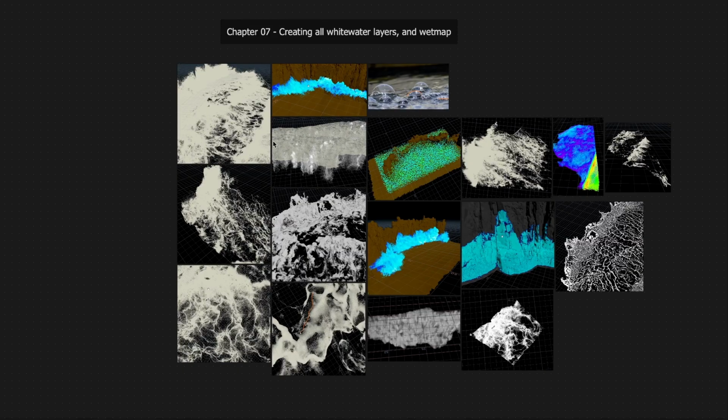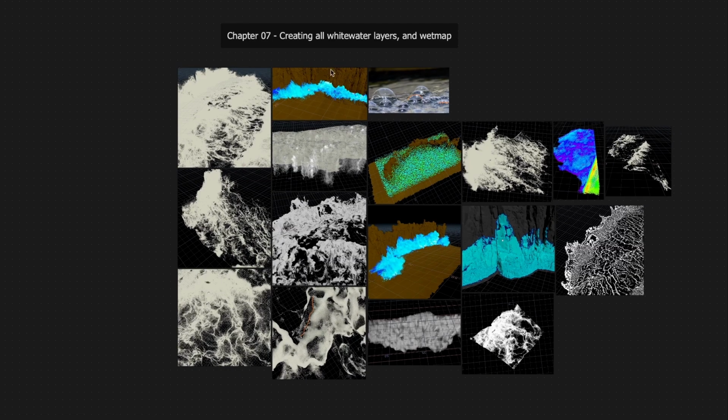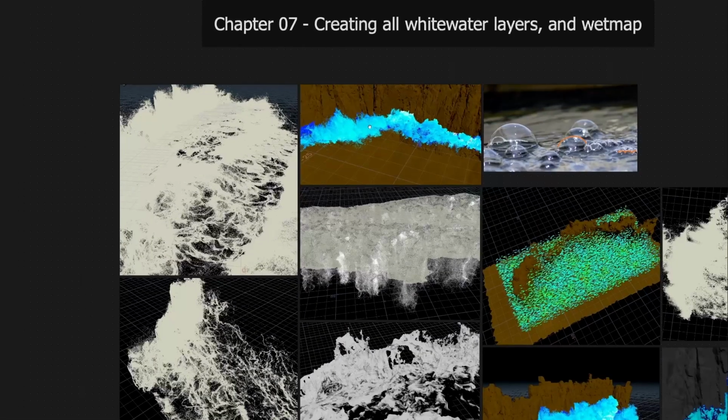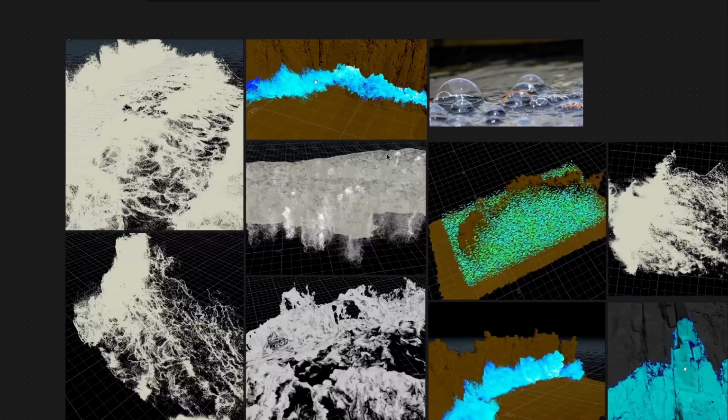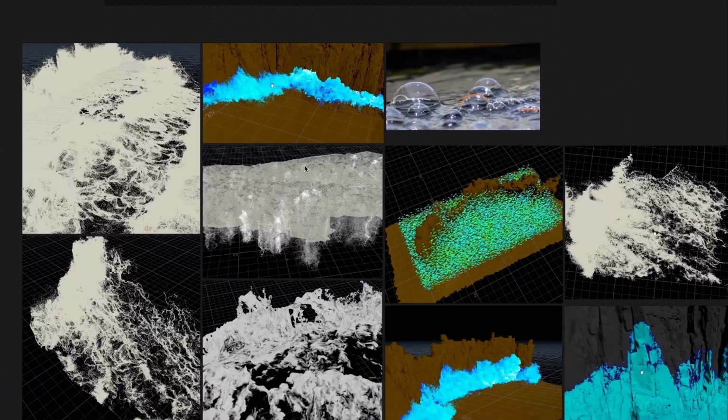This is the biggest chapter we have, chapter number 7. And we'll start the chapter with some theory before we jump in to see the built-in whitewater solver in Houdini, just to see what that gives us by default. And then I'll explain why we will not use that, and instead we will build our own custom solver to create the whitewater layers. So yeah, in here we'll be creating multiple layers, about 4 or 5 of them.